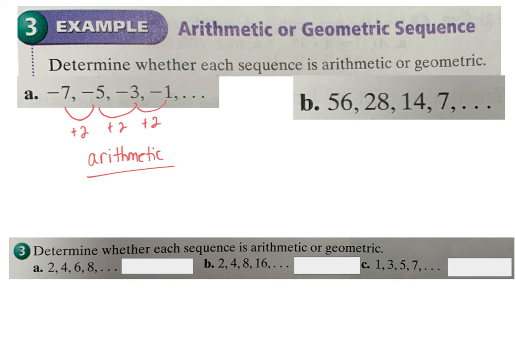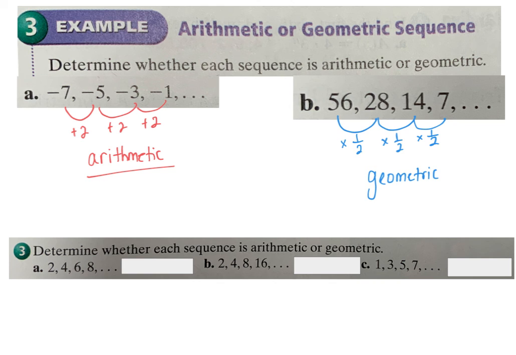But if I were to look going from 56 to 28, 28 to 14, and 14 to 7, I am dividing by 2 for all of those, which means I can multiply by 1/2 every single time, and I will get the same number, right? Same ratio. So in this case, this is a geometric because I am multiplying.